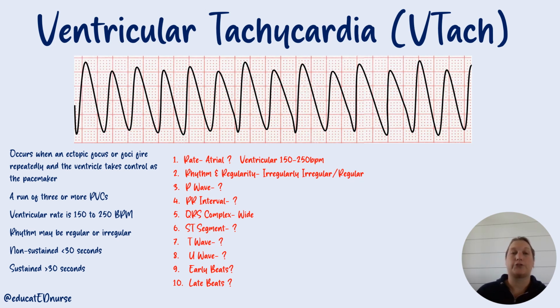In Vtach, the ventricular rate, you're not going to measure the atrial rate because there's no P waves. The ventricular rate is going to be between 150 and 250, and it's going to be irregular. You're not going to measure a P wave. There's no PR interval. The QRS is going to be really wide. You're not going to see an ST segment. You're not going to see a T wave. You won't see a U wave, and there won't be early or late beats. You're just going to see the ventricles squeezing. It's going to be a little bit more organized than Vfib, and you'll see that in a minute. But either way, this is not good.